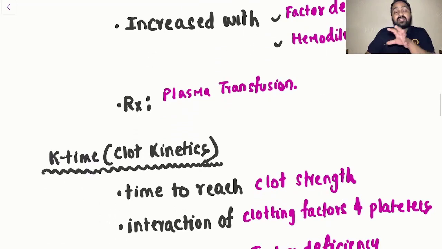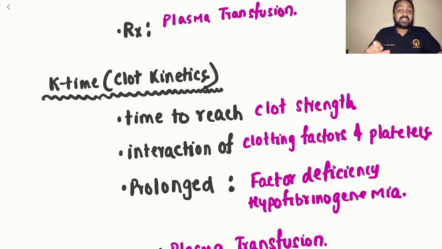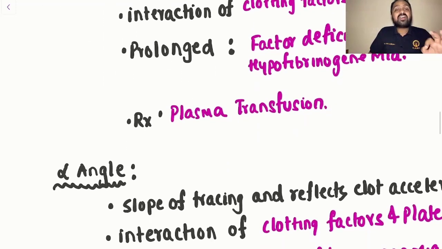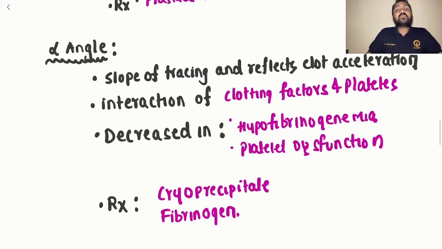Whereas the K time represents the time to reach the clot strength. Now this is the interaction of the clotting factor and the platelets. So if it is prolonged, it is suggesting the factor deficiency and hypofibrinogenemia. So now the treatment would include your plasma transfusion. Now the alpha angle is your slope of tracing and it reflects your clot acceleration. So there is interaction of your clotting factors and platelets, and this is decreased in hypofibrinogenemia and platelet dysfunction, and the treatment would be requiring your cryoprecipitate and fibrinogen.